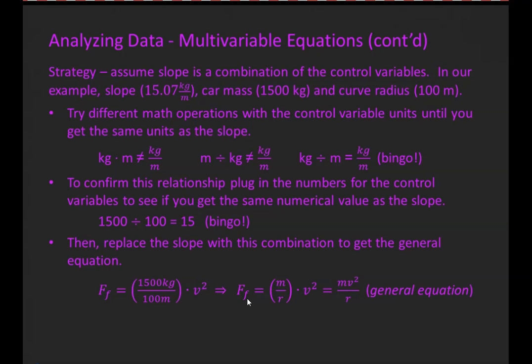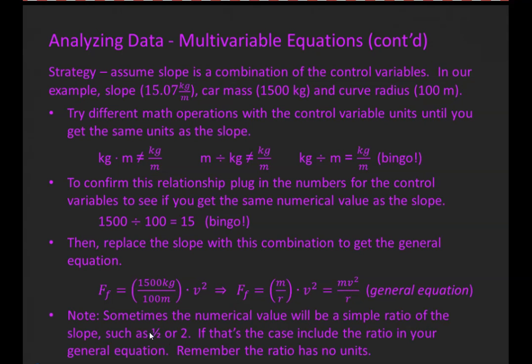So in our general equation, we're going to substitute mass for the 1500 kilograms and radius for the 100 meters. And notice that gives us the equation, the friction force is equal to the mass divided by the radius times the velocity squared. Or you'll more often see it written as mass times velocity squared divided by radius. And that's what we call a general equation. Notice the friction force is written in terms of only variables, not numbers.